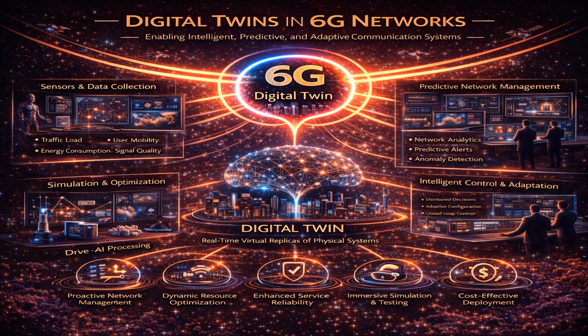I see. Interesting. So, it's like a digital mirror that reflects what's happening in the real world? Exactly. And because it's constantly updated, it can mirror the behavior, state, and even the dynamics of the real thing. Got it. Now, how does this relate to 6G networks? Why are digital twins important there?